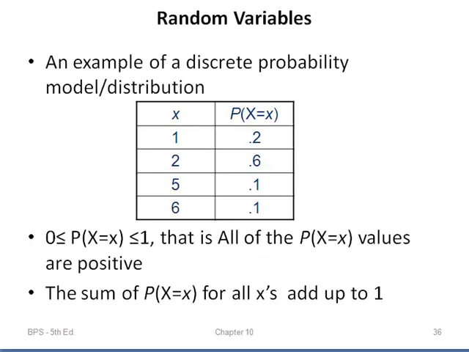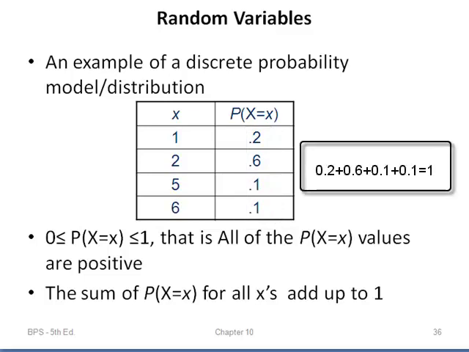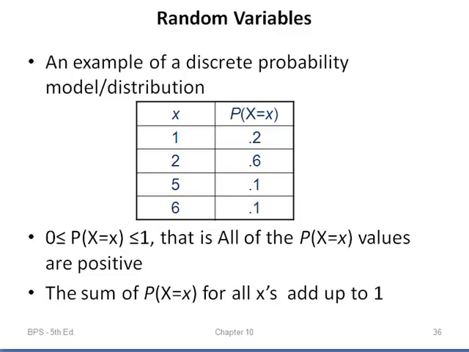So let's look at this distribution right here and see if it truly is a discrete probability model or probability distribution. Well, first of all, looking at the second column, that's the column of probabilities, those numbers look right. They're all between 0 and 1, including 0 and 1, and they definitely are. They're strictly in between. Now, when I add them, 0.2 plus 0.6, that's 0.8, plus 0.1 is 0.9, plus the other 0.1, that gives me 1. So this truly is a discrete probability distribution, and I could ask all kinds of questions.